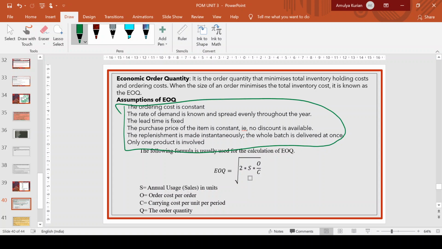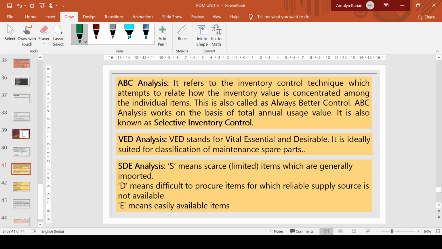Now the next type. The first type of inventory management control technique is EOQ. The second one is ABC. What is ABC? Always better control.